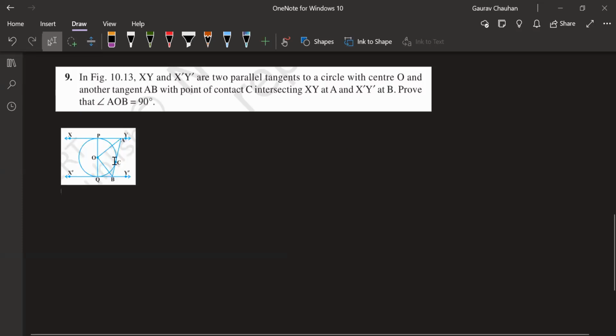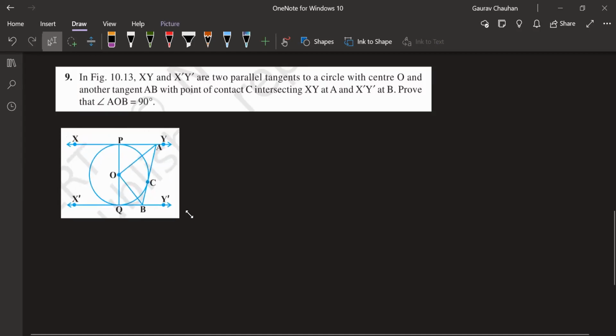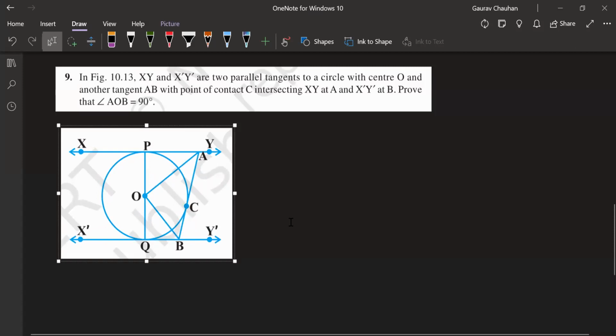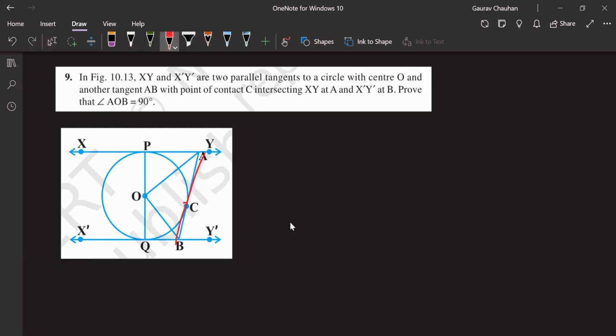So this is the figure that they put up. They're saying that XY and X'Y' are parallel tangents to the circle with center O, and there is another tangent AB with point of contact C. AB is here, and that AB is touching the circle at C, such that A is lying on this parallel tangent and B is lying on this parallel tangent.